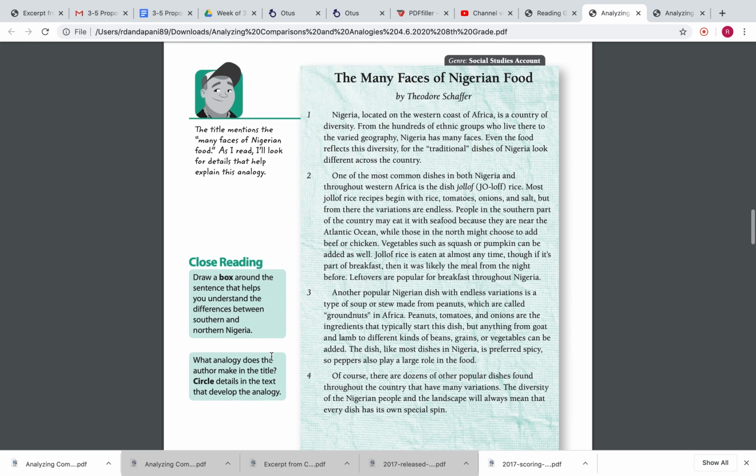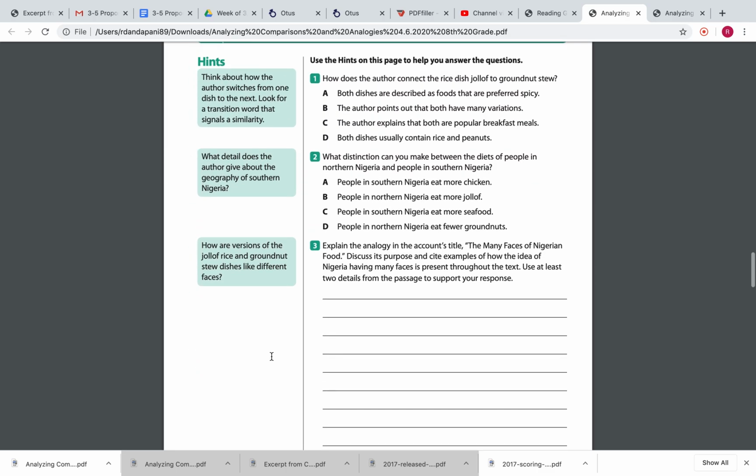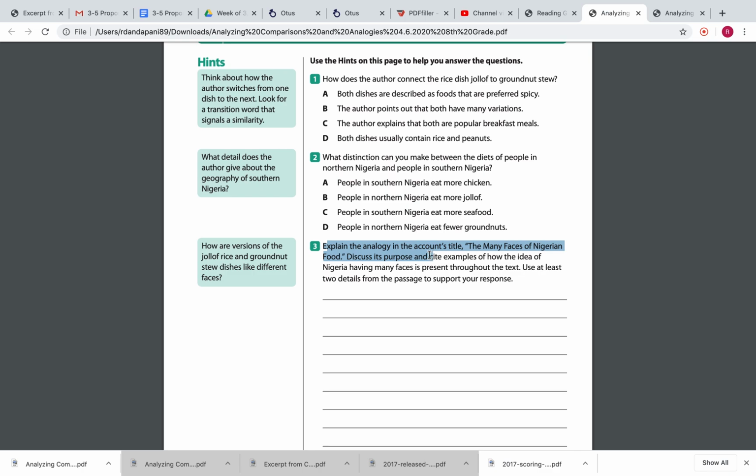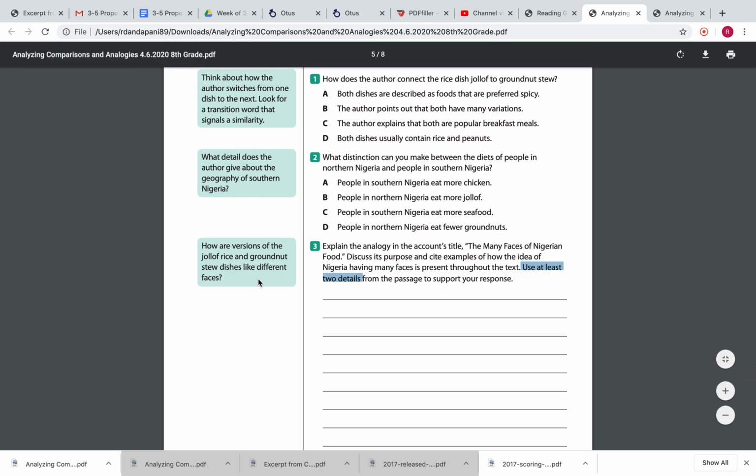All right. Questions number 1 and 2 are for classwork, and 3 is the exit ticket. Make sure for this question you answer it like a short response. You answer the question by rephrasing it and then answering it, and then make sure you use at least 2 details from the passage, and try to use these hints to help you as well.